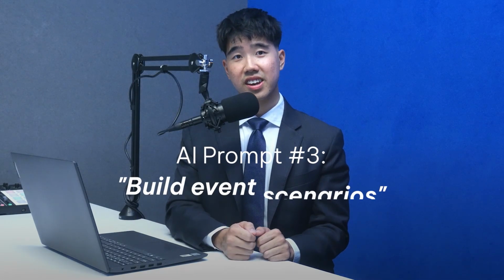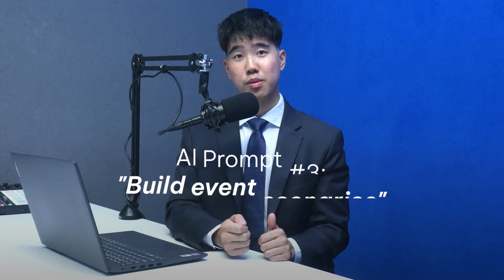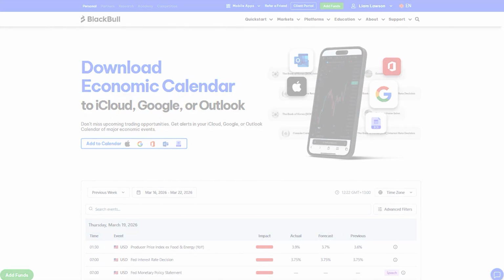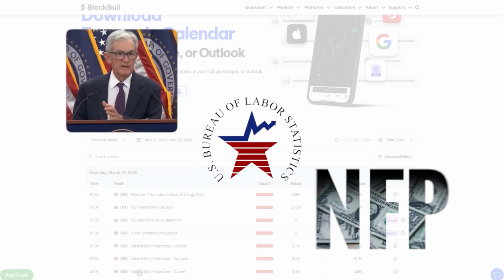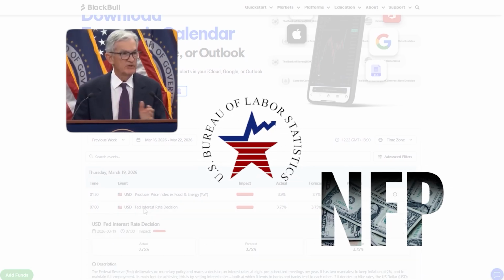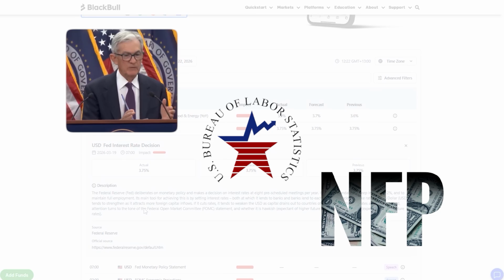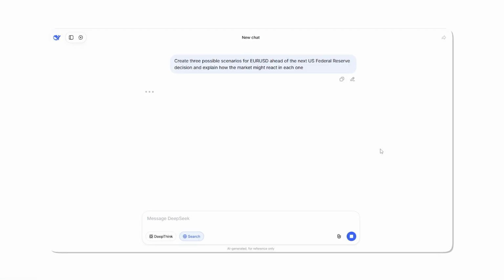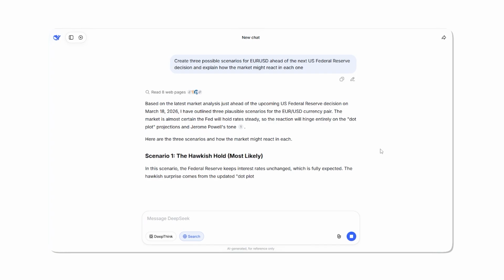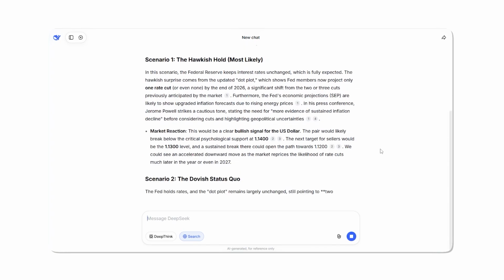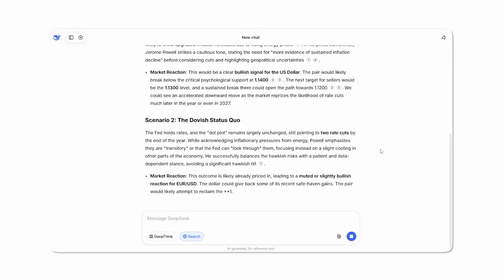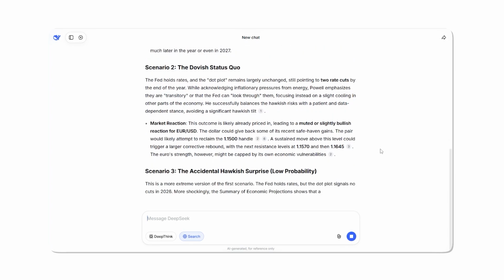value. The third prompt is to ask the AI to create different scenarios before a major event. Before an event like the Federal Reserve decision, a CPI release, or non-farm payrolls, you need to think about the probability of the different outcomes occurring. For example, you could ask, create 3 possible scenarios for Euro-USD ahead of the next US Federal Reserve decision and explain how the market might react in each one.